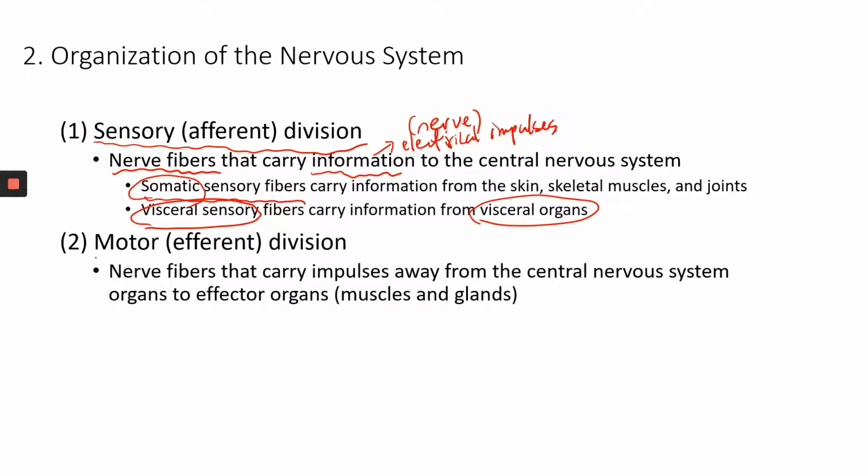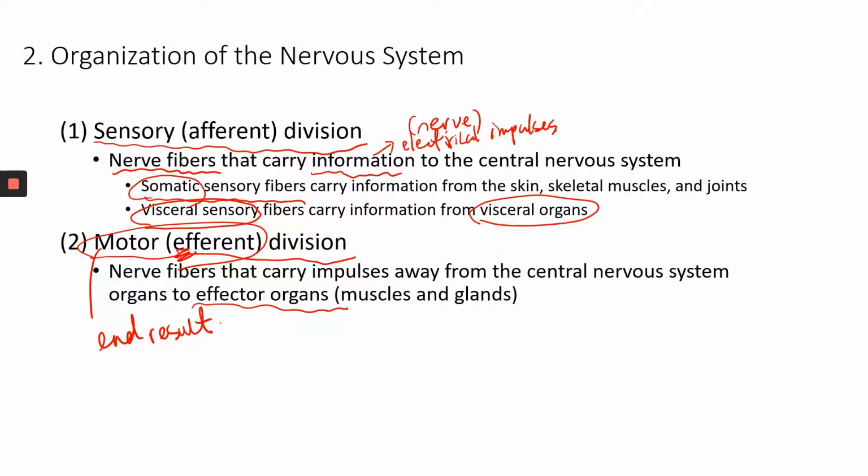All right, the second division is the motor division. So again, the motor means end result, right? So that's the end of the division made by the CNS. So the motor information or efferent information is carried out by the motor nerve fibers. And they will carry the electrical or the nerve impulses, right, which are electrical impulses, away from the CNS into an effector organ. So again, that could be muscles or could be glands. All right, so that's the two main divisions.